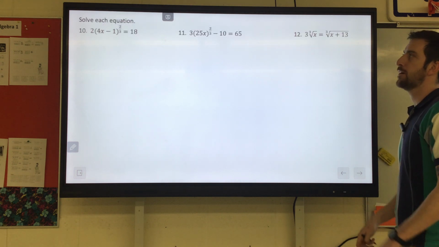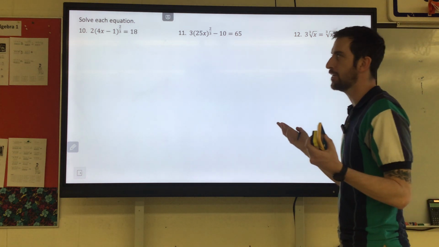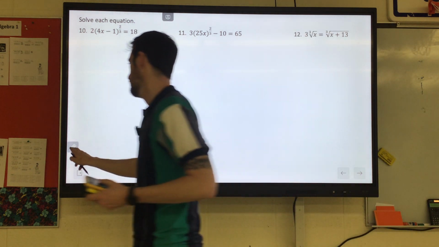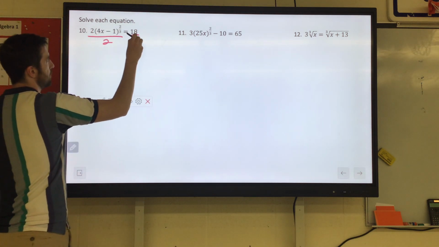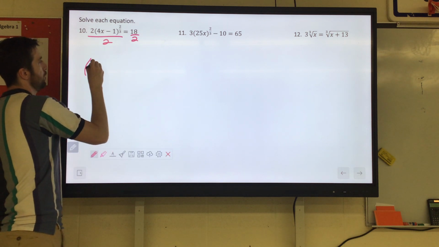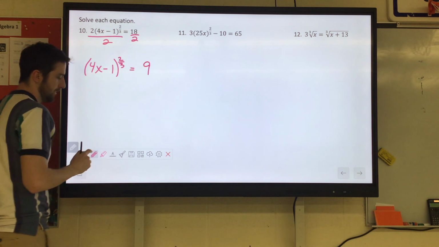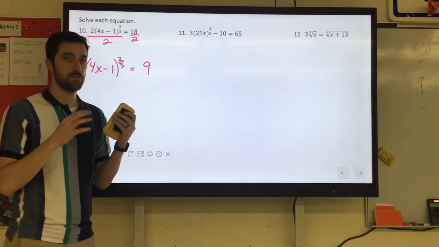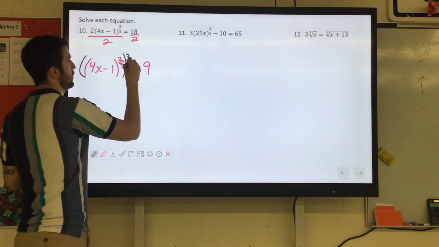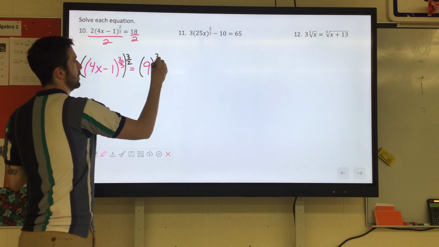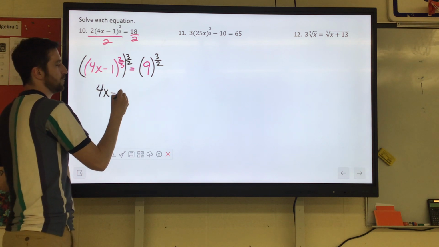There it is. So you have to isolate the base with the exponent. So like on number 10 here, I would have to get rid of the 2 first. The way we're going to get rid of the 2 is dividing both sides by 2. So we'll have 4x minus 1 to the 2/3 equals 9. And then to get rid of that exponent of 2/3, we're going to make the reciprocal exponent on both sides. 3 over 2. So this will all cancel out on the left. So it just becomes regular 4x minus 1.